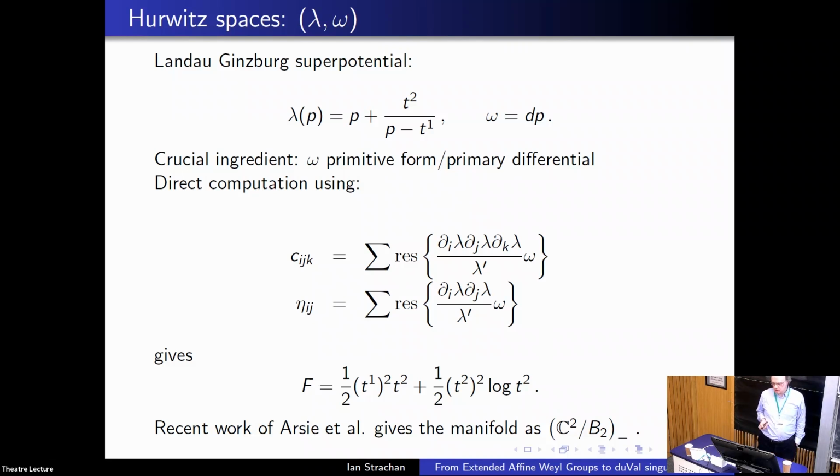But the crucial part of this construction is this form omega here. In the work of Kyoji Saito, this notion of a primitive form, or primary differential, tells you that this is a flat metric. If you don't put something special in this place, if you just put something arbitrary here, you'll certainly get something symmetric, but that object won't necessarily be flat. So an essential ingredient in this construction is this omega here. In this example, I'm just taking the primitive form to be the obvious one, dp.